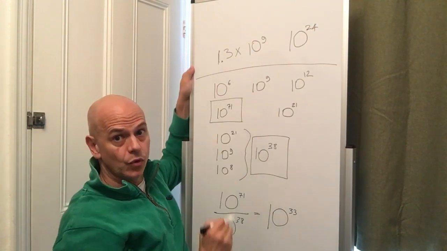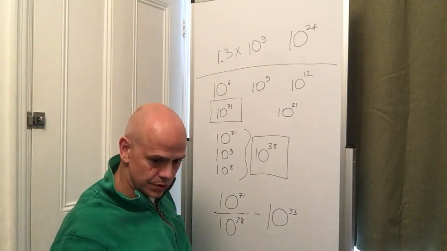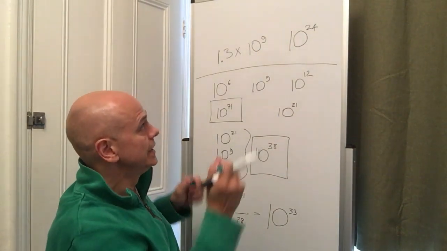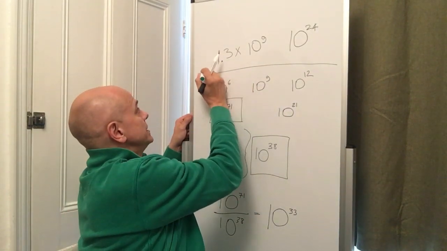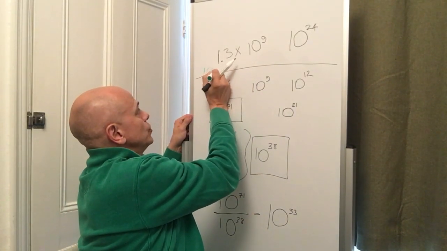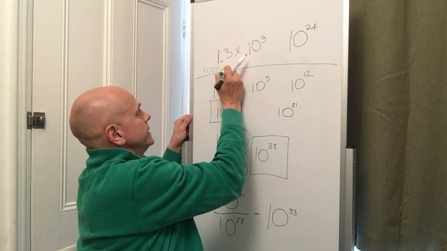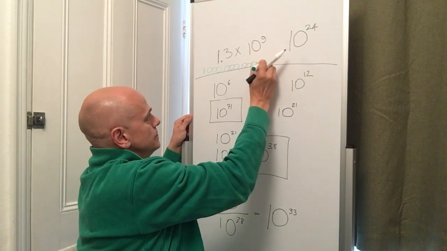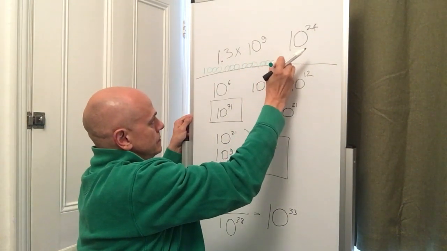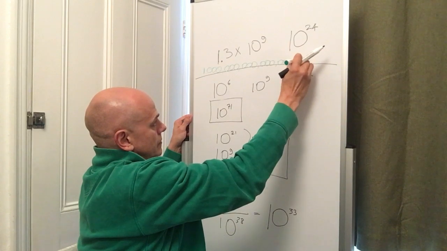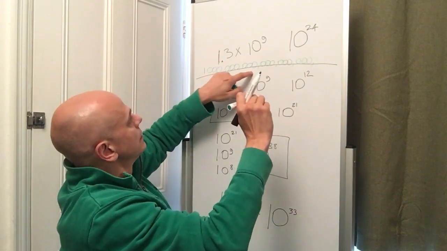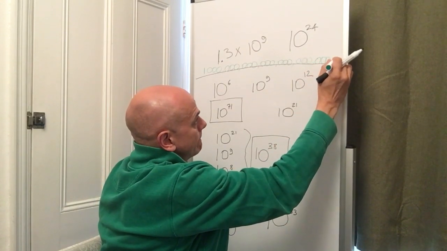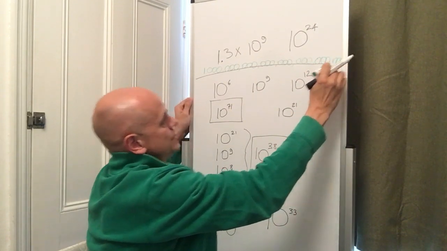10 to the power of 24 is, I'll just use a different color. Maybe I'll use green. Hopefully you can see green pretty well. 10 to the power of 24 is the number 1 with 24 zeros behind it, which I don't know whether it'll fit here. We're going to give it a go. There's another 0 in there.